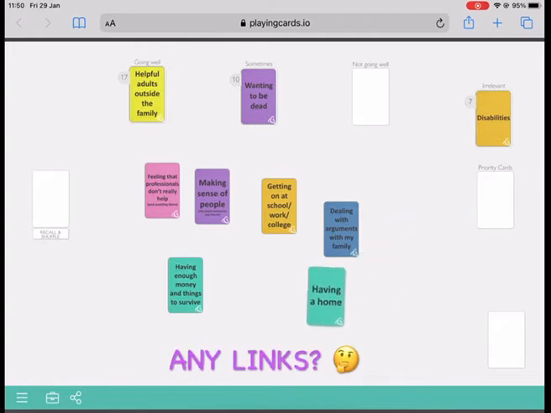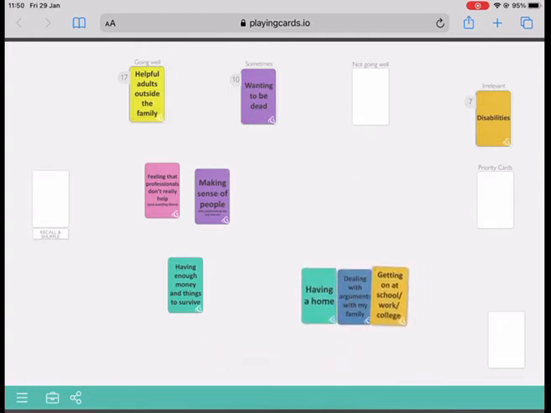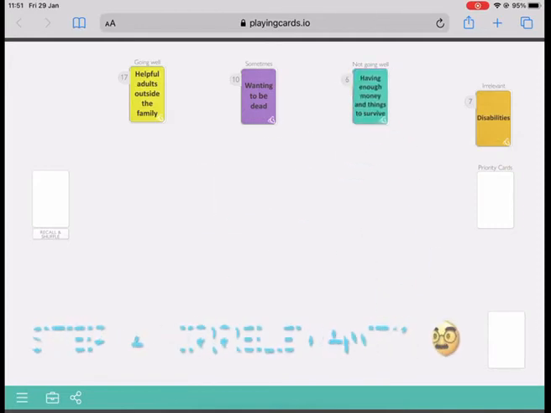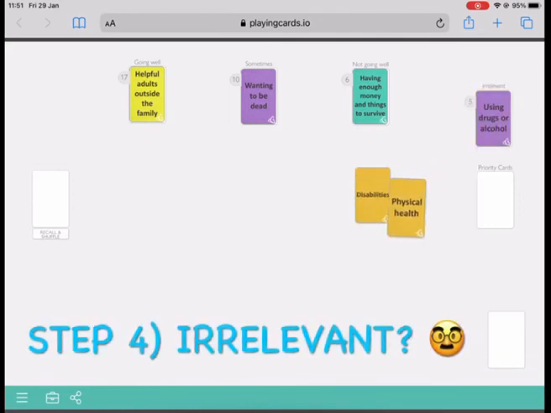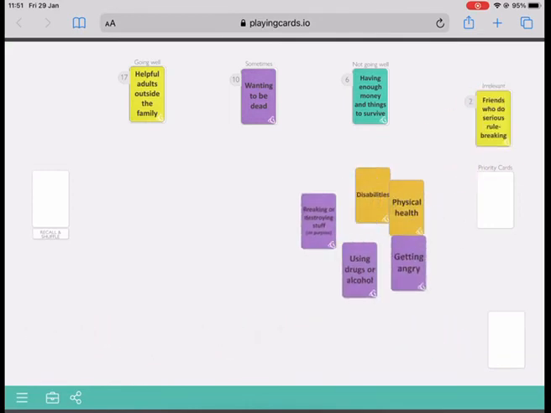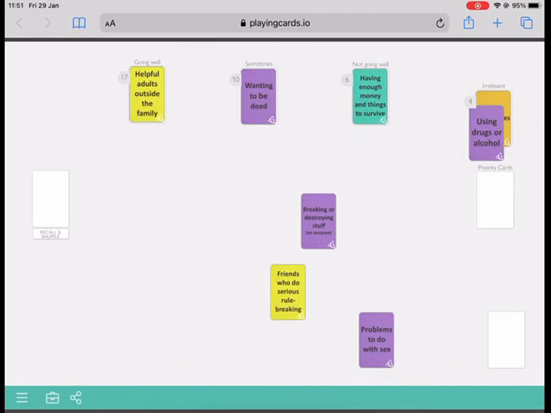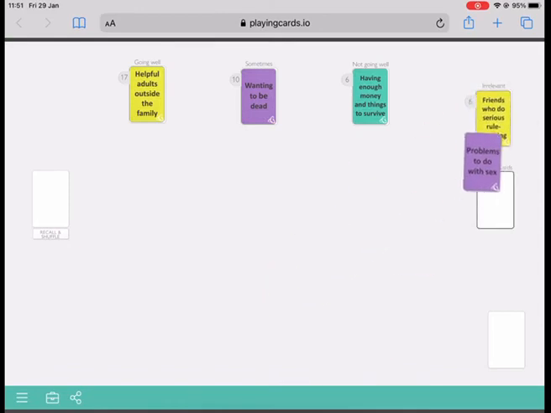Ask the young person whether there are any things that affect each other. For example, this young person doesn't feel like they have a home whenever they have family arguments, and arguments subsequently can affect the way that they get on at school and can also influence how they feel about professionals. Sometimes the cards that they put in the irrelevant pile are actually relevant, so it's always a good idea to go through this pile just to make sure. Some young people will want to avoid conversations, so they might put things in this pile that they feel uncomfortable talking about, so it's good to go through it.